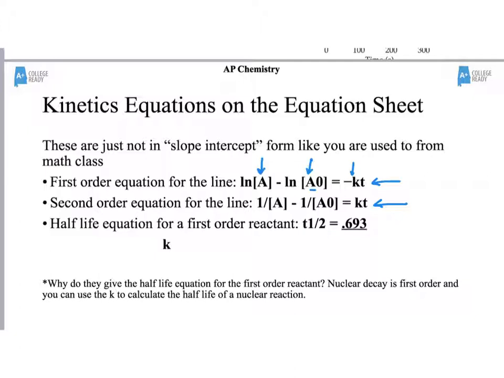So what do we have here? We have, whoops, let me erase that.